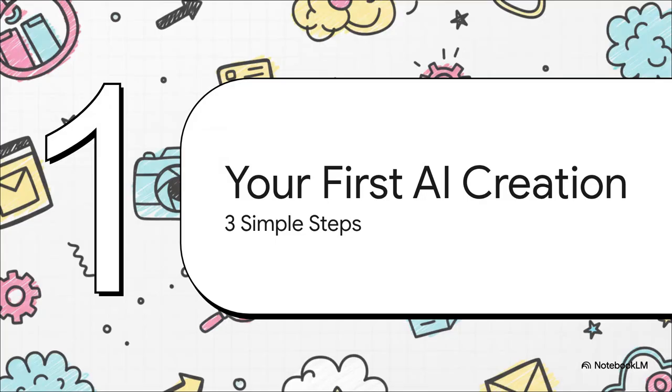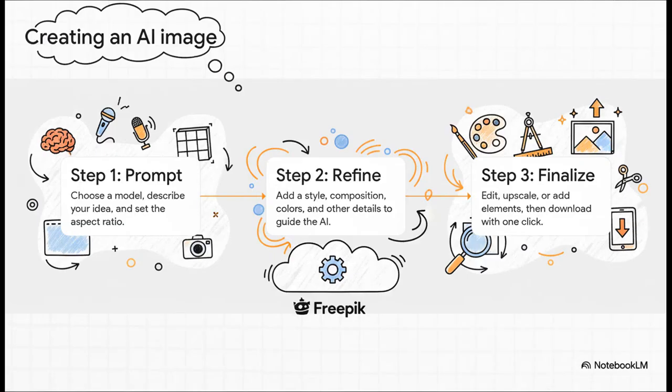So with all this incredible power under the hood, you're probably thinking, okay, this has got to be complicated to use. But you'd be wrong. Turns out, going from a blank slate to a finished masterpiece is ridiculously simple. It's really just 3 easy steps. Step 1, prompt. You just pick your model, type in your idea, and set the size. Step 2, refine. This is where you tell it you want a cinematic style or a specific color palette. And step 3, finalize. You can use the built-in editor for little tweaks, upscale the quality, and then just click download. That's it. It's that easy.